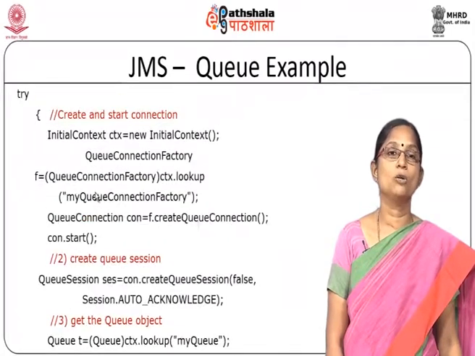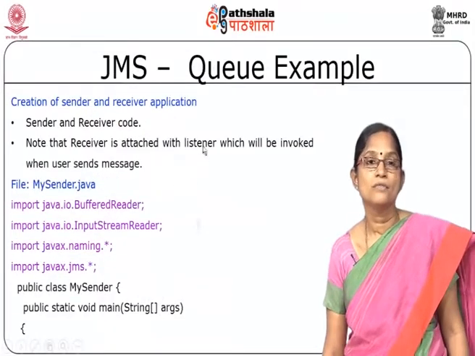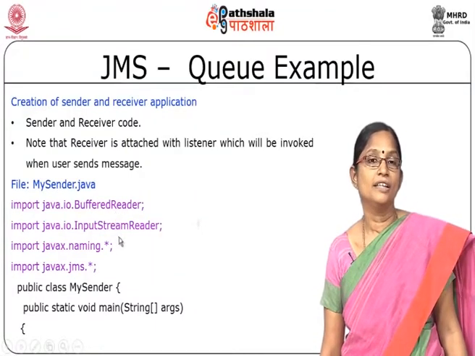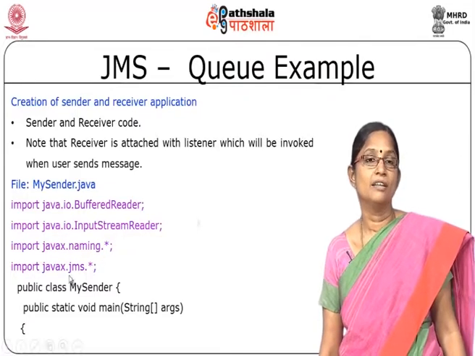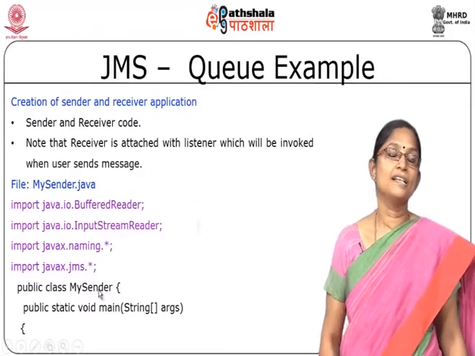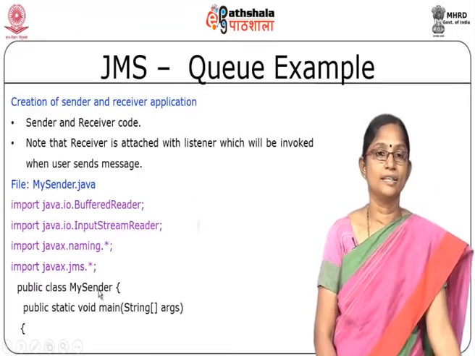First, let us explore mySender.java. In order to read input, we require a BufferedReader. Then, in order to get the input, we are making use of InputStreamReader. Then, we are going to create a messaging service. That is why we are using javax.jms. First, we are going to create a class called Sender, which is running on the sender side.